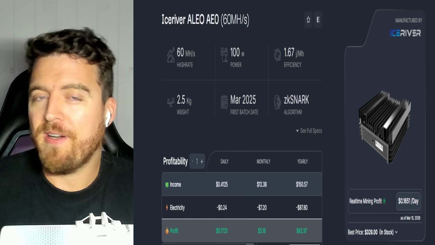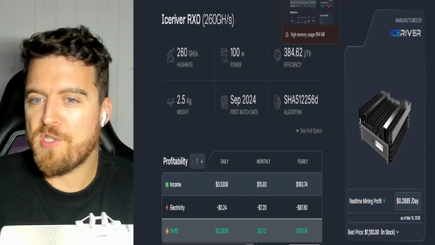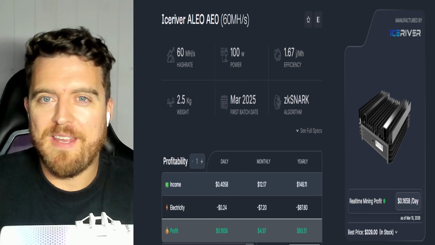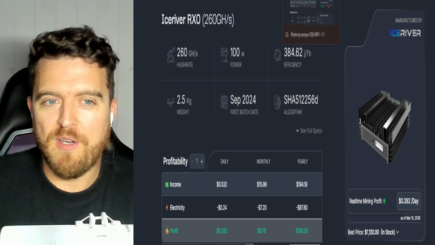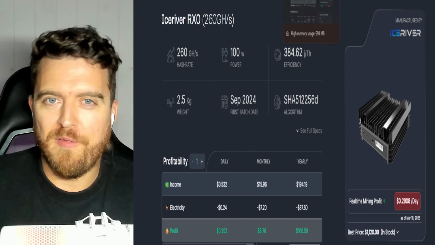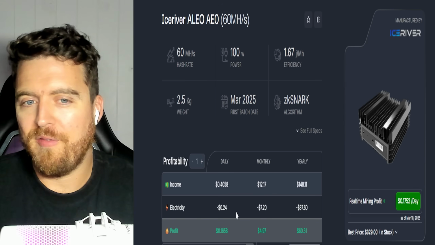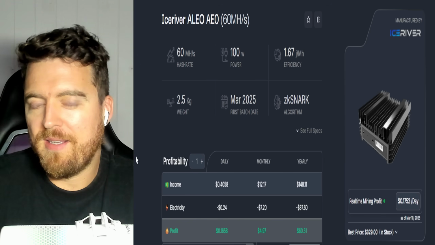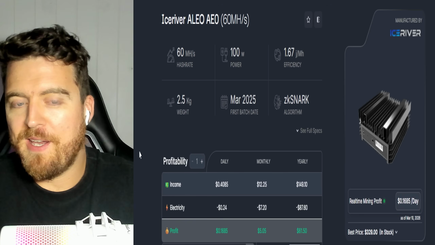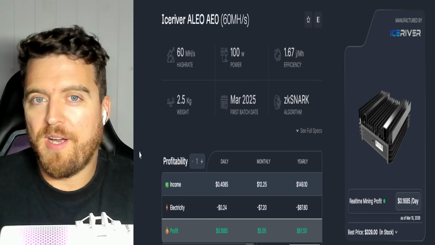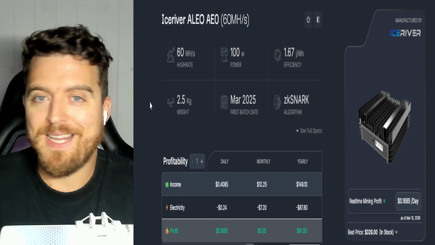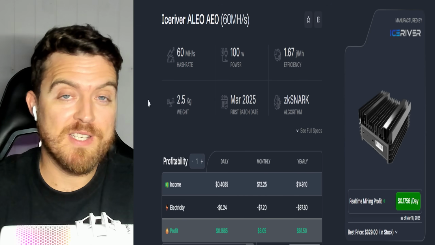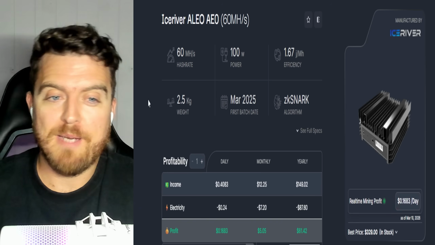So we're looking at here a couple of different examples, and I won't spend too much time on this because you get the gist. But right now, if we look at the Aleo AE0 and the Ice River RXO, these are making 30 cents profit after electricity and 16 cents profit after electricity. Now, what you're going to do with these, if you did want to get into something like this, is you would buy them, you would set and forget them, you would auto convert whatever you're mining, daily, weekly, monthly, whatever you prefer. You could go that DCA style and do it every day at the same time or every week at the same time.